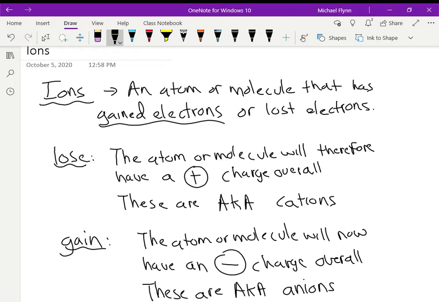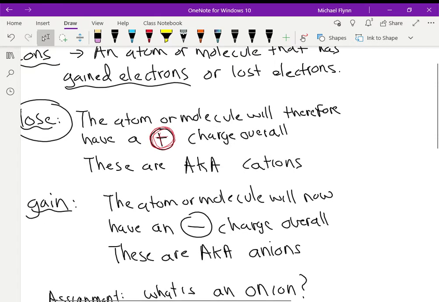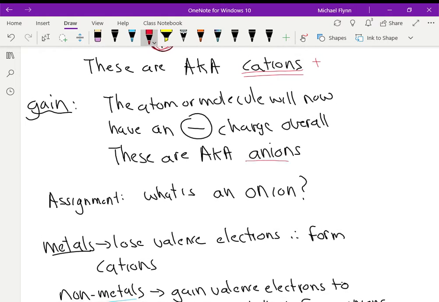Now, when atoms gain electrons, they become negative ions. They gain electrons, and they're negatively charged. Those are called anions. If you lose electrons, the overall charge on the atom or molecule will be positive. I'll highlight that in red, the positive charge. And these are called cations. So cations have a positive charge, and anions have gained electrons and have a negative charge overall.